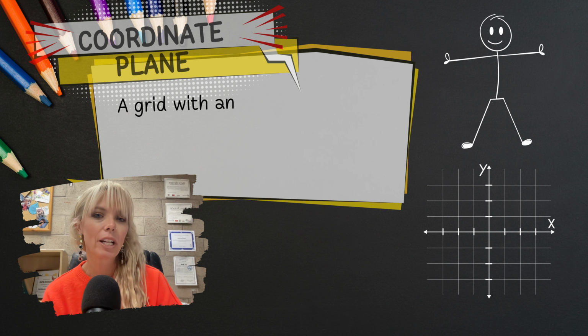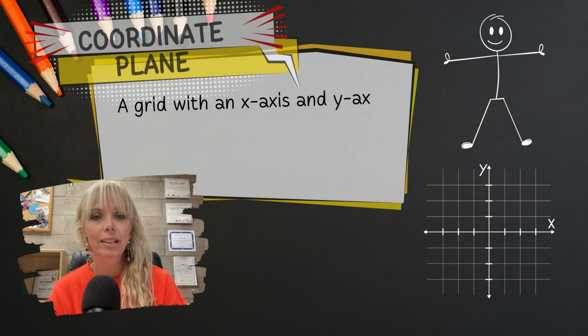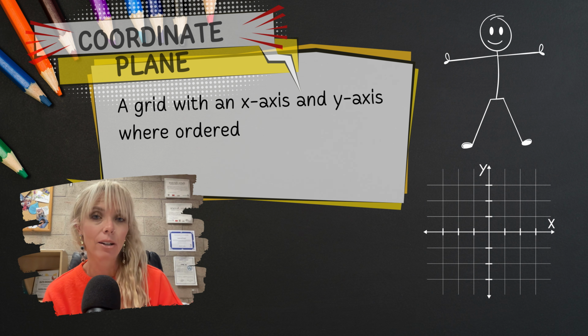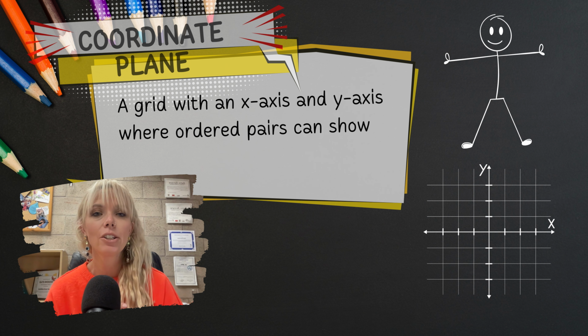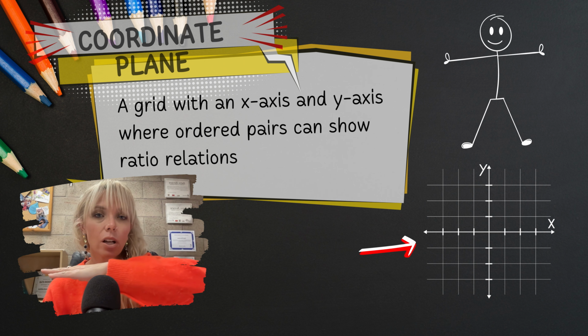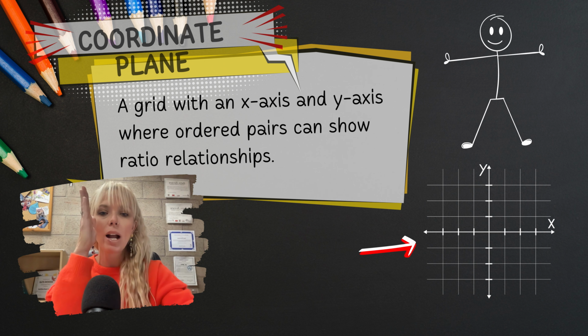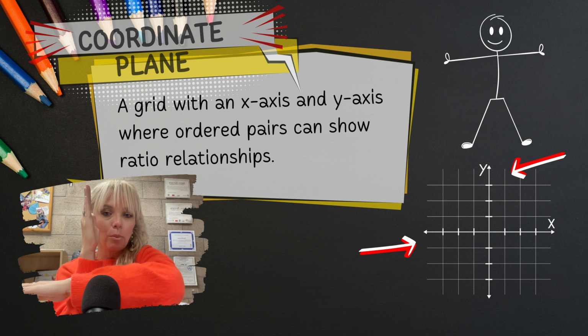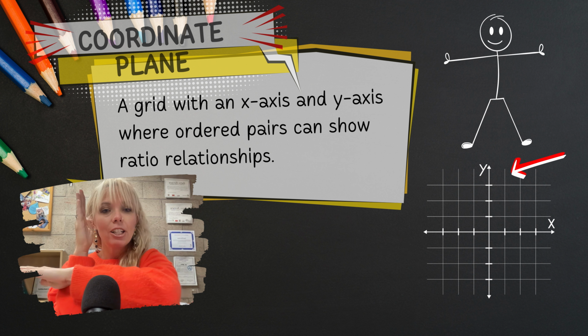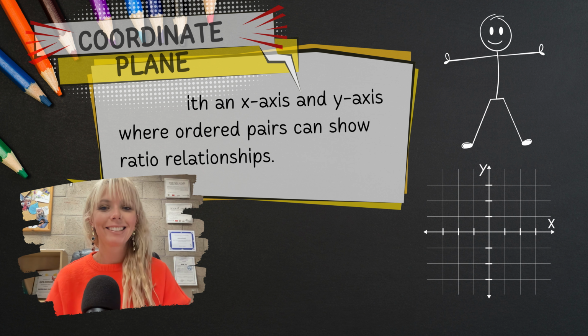Next, we have a coordinate plane, and a coordinate plane is the grid that we use to graph ordered pairs, an x and y value. Our x-axis is the horizontal number line, and the y-axis is the vertical number line, and so this grid creates our coordinate plane.